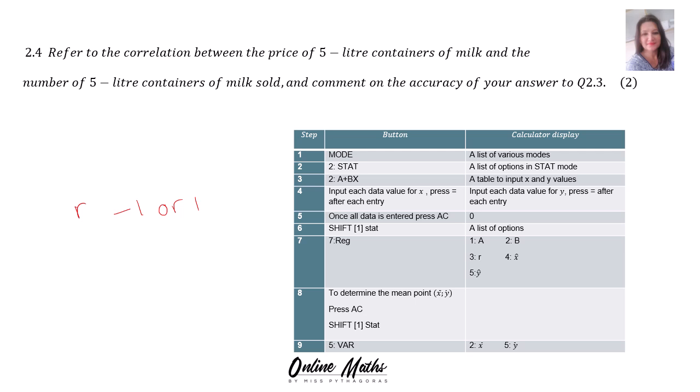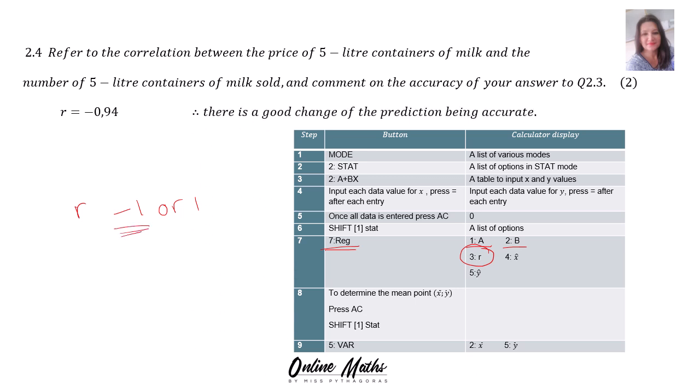To work it out, when you get to this step, the 7 regression option, instead of choosing number 1 for A or number 2 for B, you choose option 3 for R, the correlation coefficient. In this case the R was minus 0.94, which means it's very close to -1, therefore it's a strong correlation. There is a good chance of the prediction being accurate.